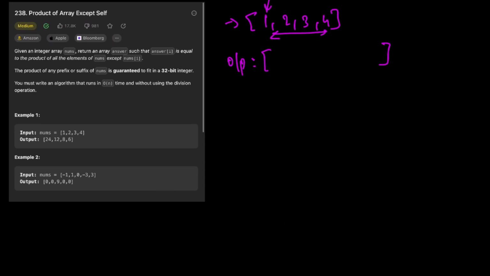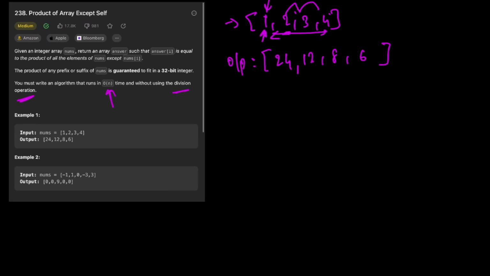That means for 1 the product should be 2 into 3 into 4, which is 24. Similarly, for 2, it should be the product of all the other elements, which is 4 into 3, 12 into 1, which is 12, and so forth. A simple solution would be to multiply all the numbers and then divide with the current number. But they specifically told us not to use the division operator, and the solution must be in linear time.